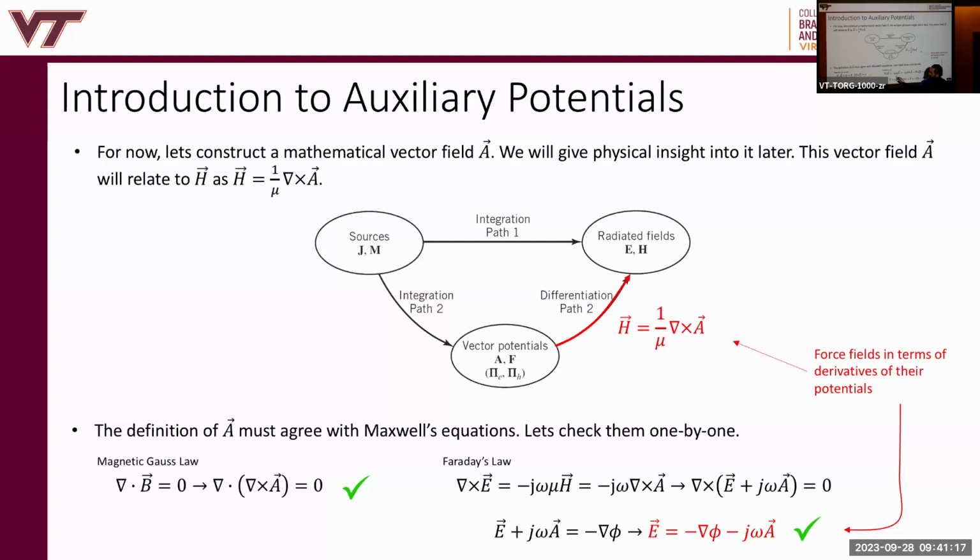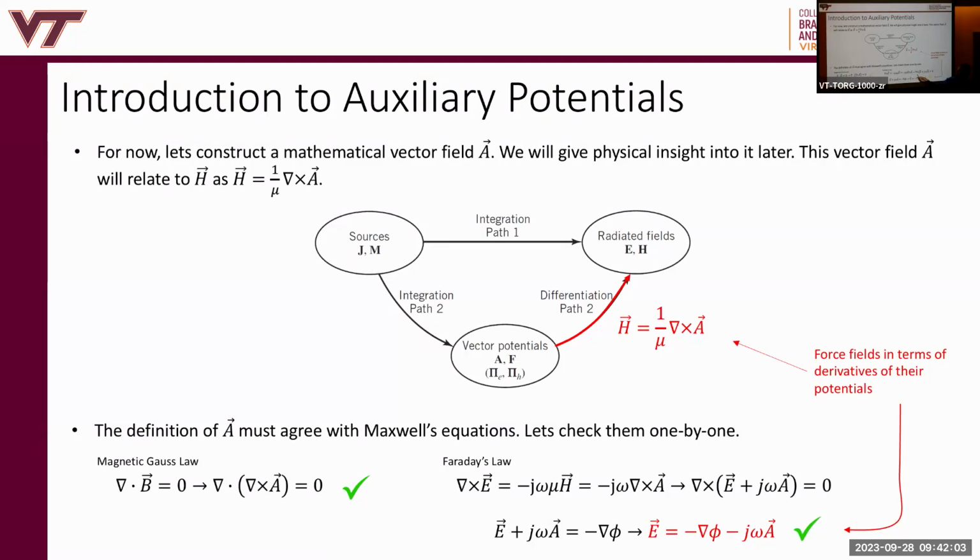Let's check Faraday's law. So the curl of E is minus j omega mu H. We have a definition for H, a new definition in terms of its potentials. So minus j omega mu times 1 over mu curl of A, which is minus j omega curl of A, right? Now, since this is a curl operation and this is a curl operation, and the curl is a linear operator, it means it can be distributed. We move this term to the other side and we factor out the curl operator. So we end up with the curl of E plus j omega A equals 0, right? Good. Or we know that the curl of any vector field, if it is equal to 0, then that vector field can be represented by the gradient of some scalar potential, right? That's another vector identity.